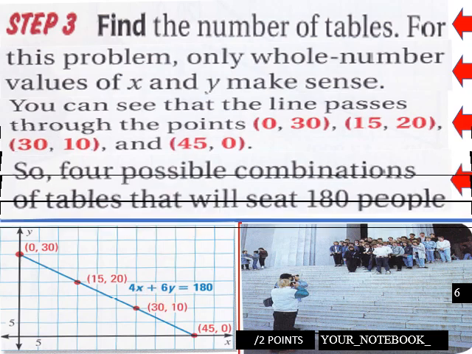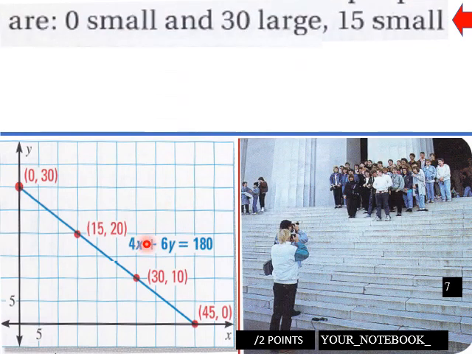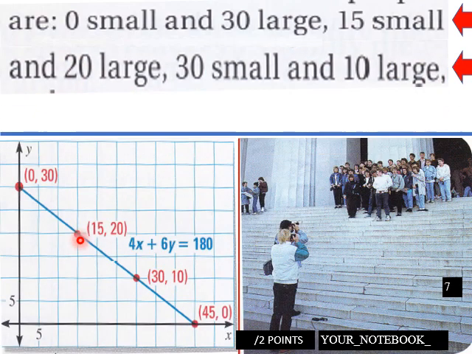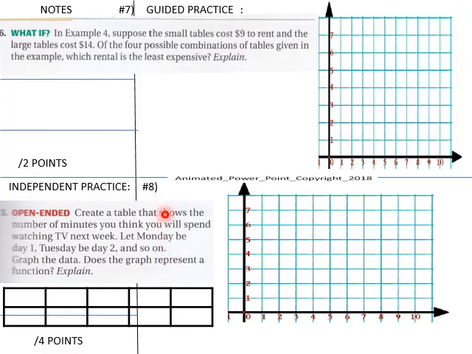So there are 4 possible combinations of tables that will seat 180. It's pretty cool finding out your possible combinations. So 0 small, 30 large; 15 small, 20 large; 30 small, 10 large; and 45 small, 0 large. That would be the way you could discover what kinds of tables you would need to seat the same amount of people. Let's go into our guided here.